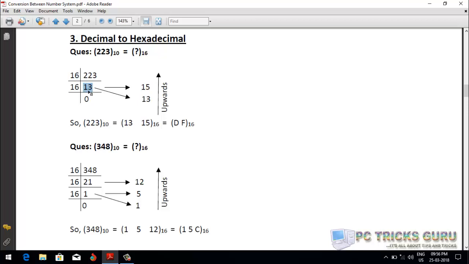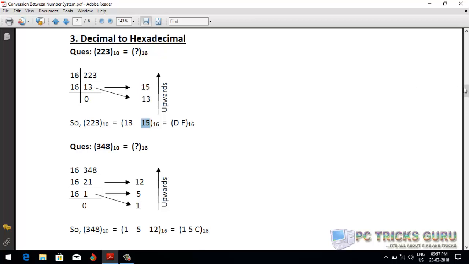Now 13 cannot be divided by 16 further, so we write 0 as the quotient, and 13 would be the final remainder. Now write these numbers upwards, so 13 and 15, base 16. So the hexadecimal equivalent for the 223 decimal would be 13, 15, base 16. That means we represent 13 as D in the hexadecimal number system and 15 is represented as F. So the final result would be DF base 16.